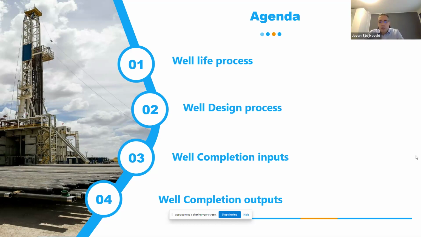How important it is that we complete our wells and design our completion for the whole well life, if we can, and which is the well design process where the completion engineer's involvement comes in, and what the roles and responsibilities are. Also, we will go through the detailed inputs which the well completion engineer needs to get from the different stakeholders, from which he is gathering all the information and making a decision for, let's say, the proposed completion design, and what the deliverables are through the well completion outputs.